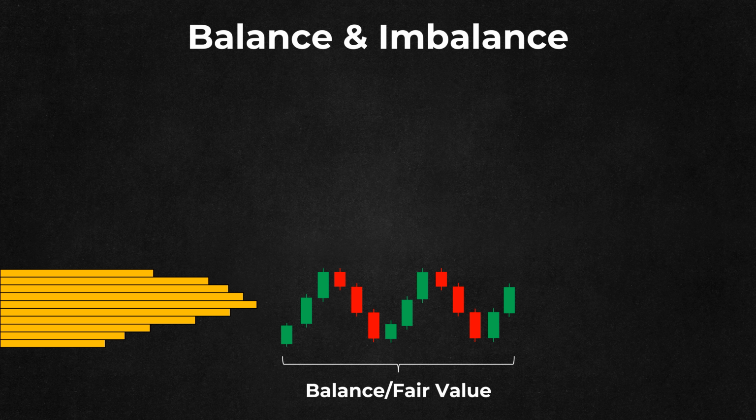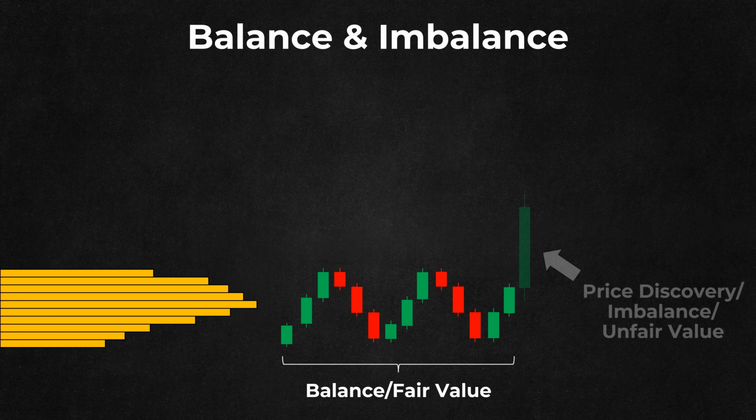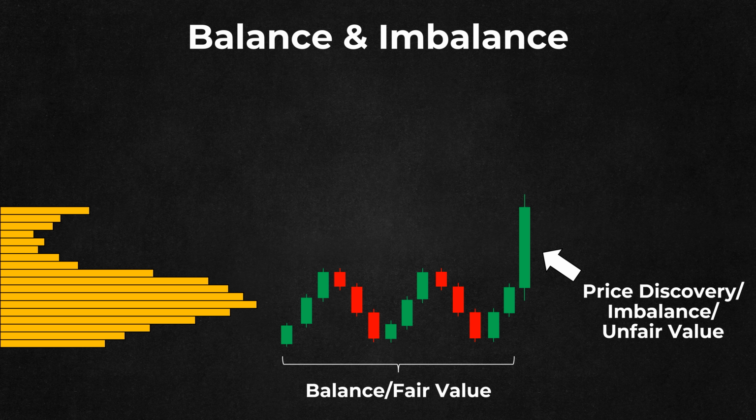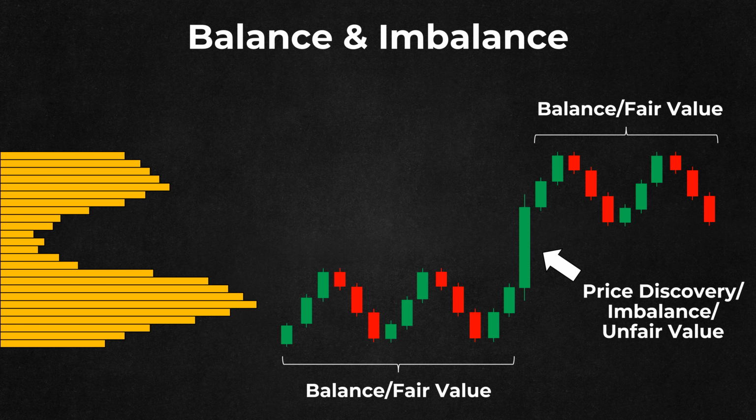are relatively balanced. But sometimes buyers and sellers strongly disagree about value. When that happens, one side becomes dominant and the market enters what is called price discovery. In this phase, price moves quickly through a wider range as the market searches for a new level where buyers and sellers can agree again. Because price travels quickly through these areas, less trading occurs at each individual price level. As a result, these areas appear as smaller bars in the volume profile. Eventually, price finds a new range where trading activity concentrates again and the market returns to balance.